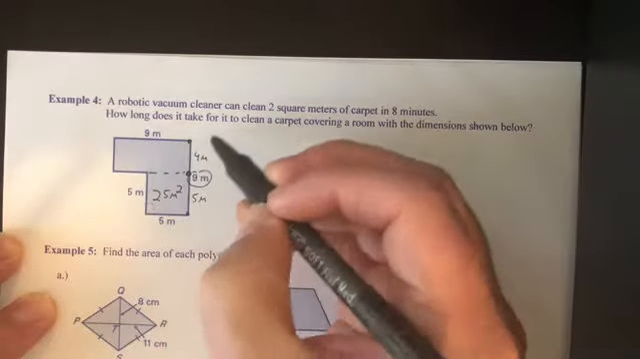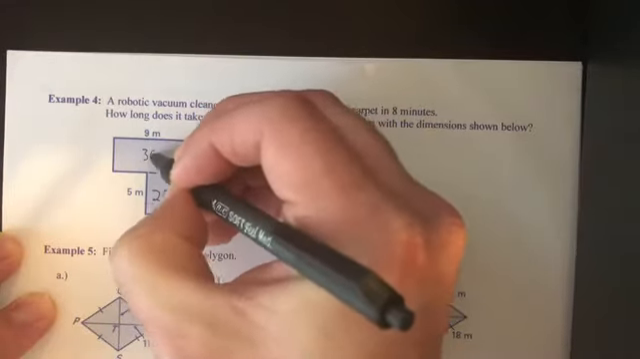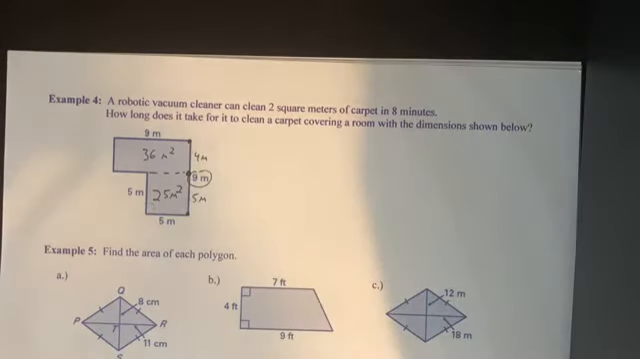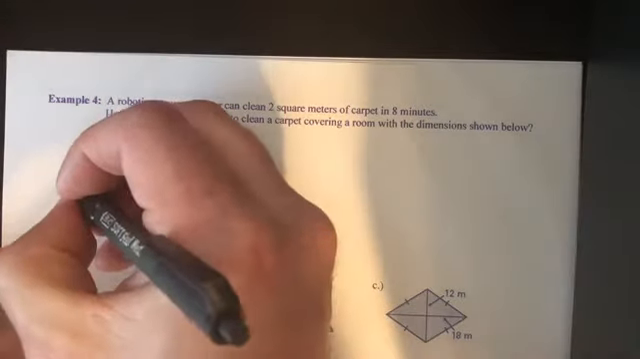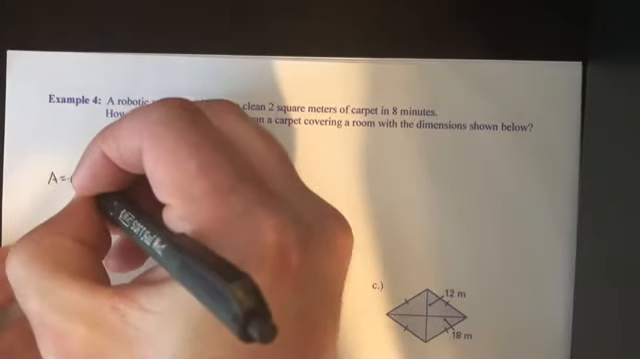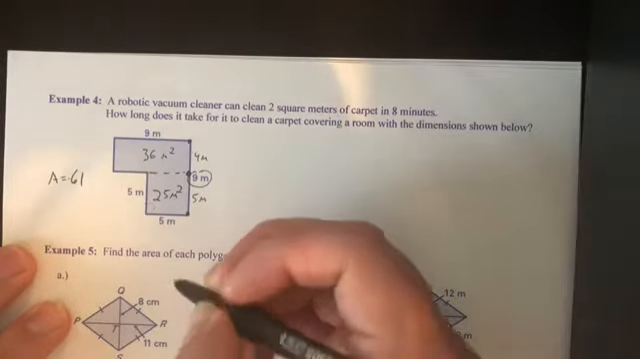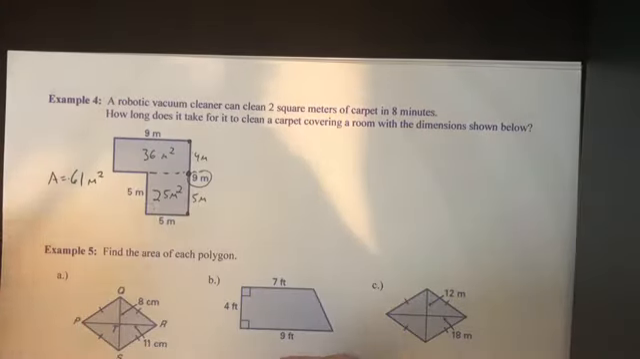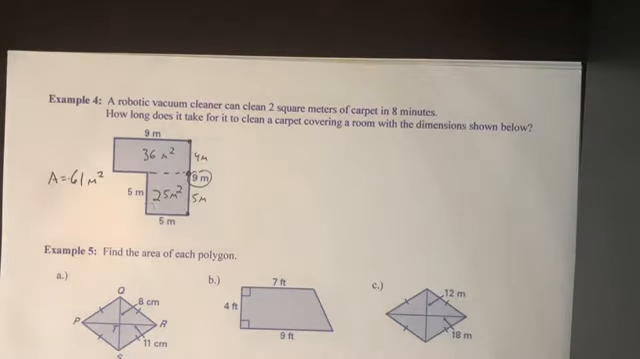And again, 9 times 4, the area in this space is going to be 36 meters squared. We had 36 plus 25, and our total area that the vacuum has to cover is 61 meters squared. And the question asks us not only to find the area of the carpet, that's just a byproduct of what we need to find.